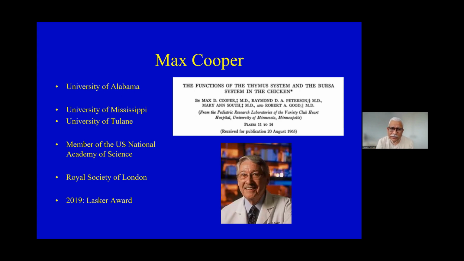He studied in Mississippi, Tulane, and is a member of the Academy, both in the US and in London. In 2019, as recently as 5 years ago now, he won the Lasker Award. Lasker Award is the equivalent of the Nobel Prize in the US, right? So he won the Lasker Award in 2019 for what? For discovery of B cells, which he had done in 1965. So people get recognized much later in their career.